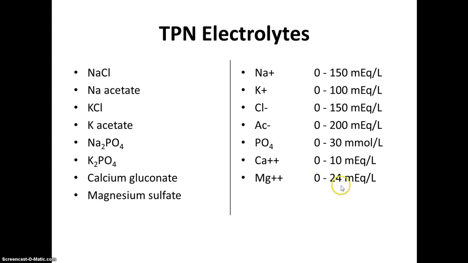One further note about these ranges: these are max numbers here. The reason we try not to go much higher than this is there's a lack of stability data, so we really don't know if adding sodium to 170, 180 milligrams per liter, in addition to all the other components, is really a compatible amount of sodium to put in there, so it could lead to precipitation or other problems.